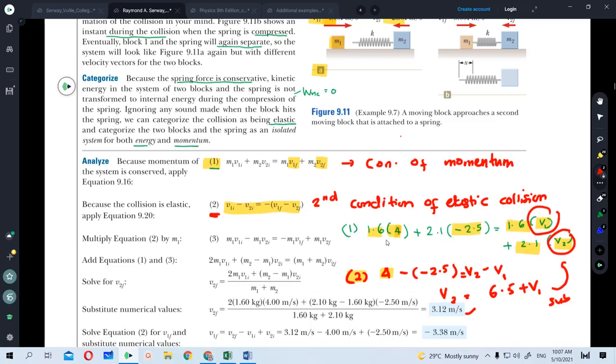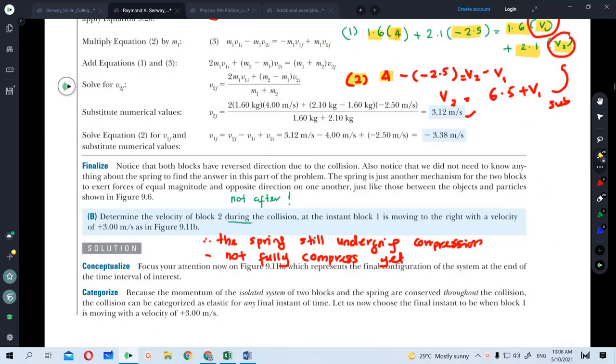So you find that the first block is supposed to move backward, rebound, in the opposite direction. After the collision, V1 should go to the left.